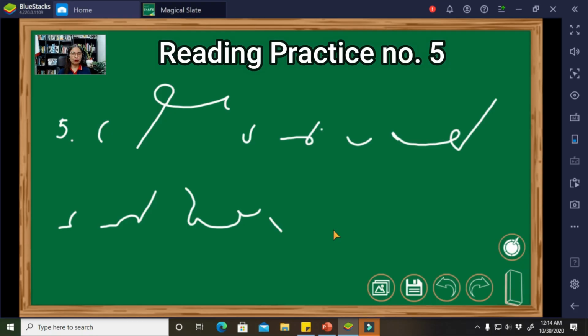If you do know the correct longhand of number 1, 2, 3, 4, and 5, please comment down. Thank you for participating on this reading practice.